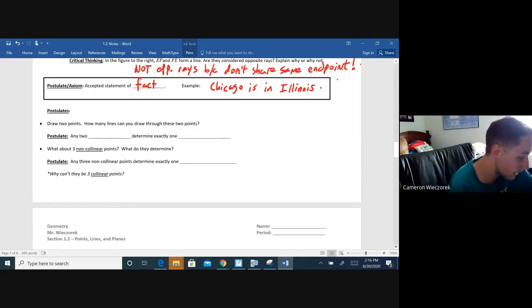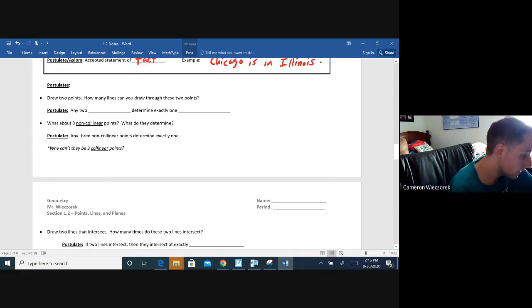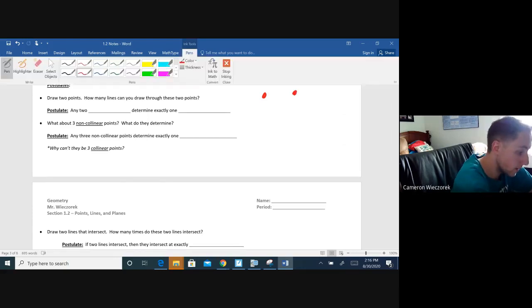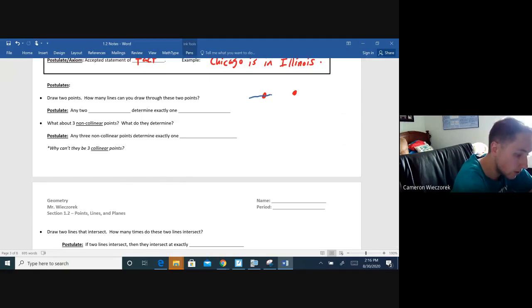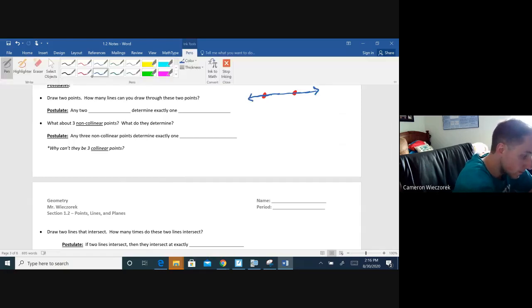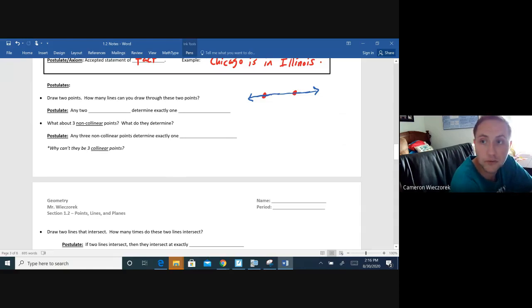And in geometry, we have plenty of them. So I'll give you a few of them today. First one helps if you draw it. It says draw 2 points. Here's 2 points. How many lines can you draw through those 2 points? If you take your pencil or your pen, there's only one line you can draw. Red and blue, go Cubs. So this creates a postulate. There's no arguing. There's no more than one line you can draw through those 2 points. Any 2 points determine exactly one line. Accepted statement of fact.